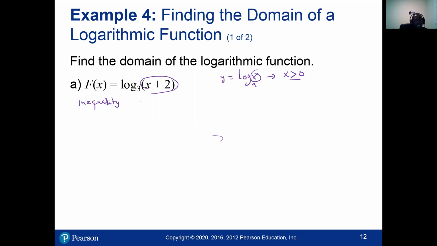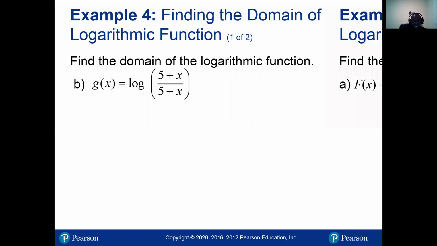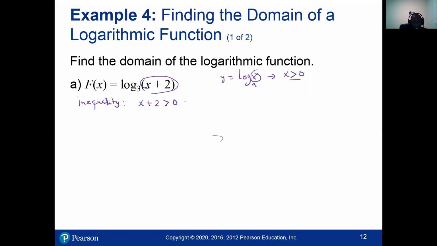The inequality is x plus 2 greater than 0. See what I have there. Okay, x plus 2 is greater than 0. So that means x is greater than -2.